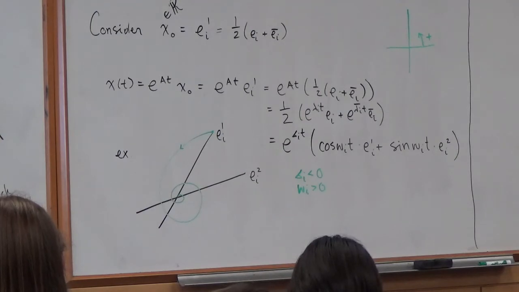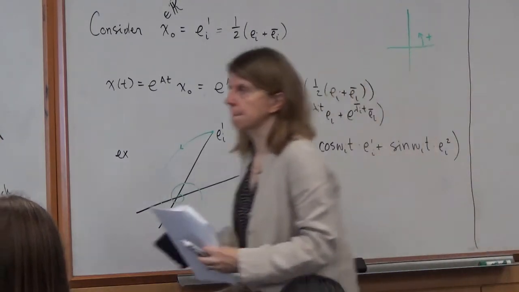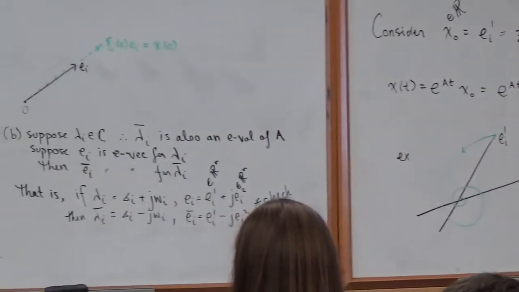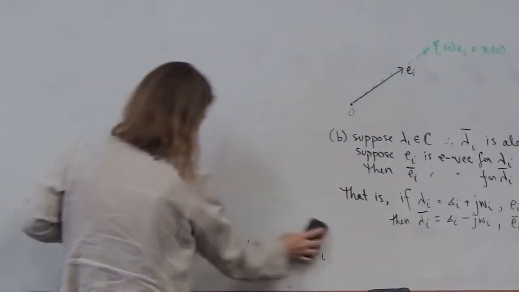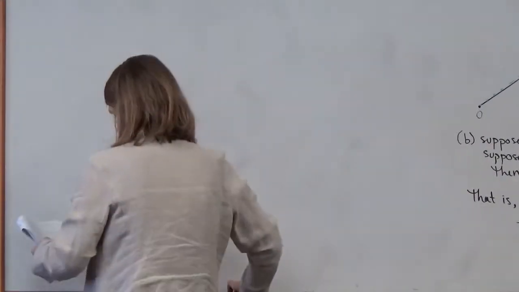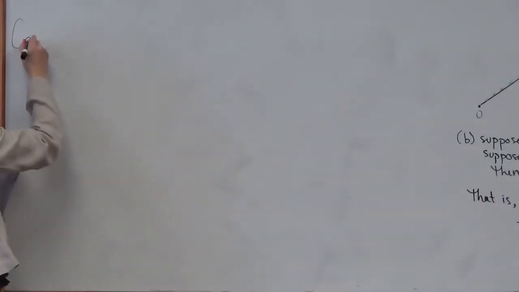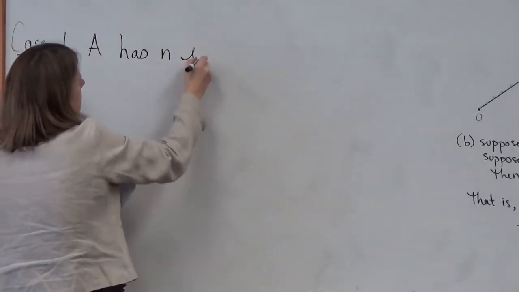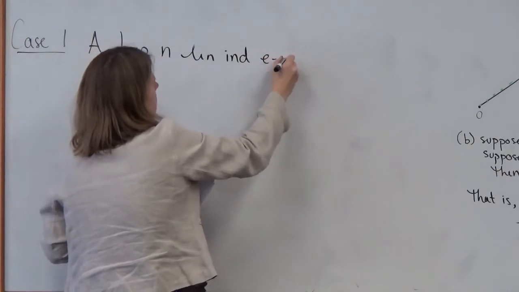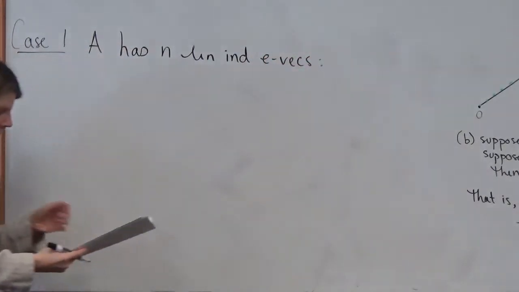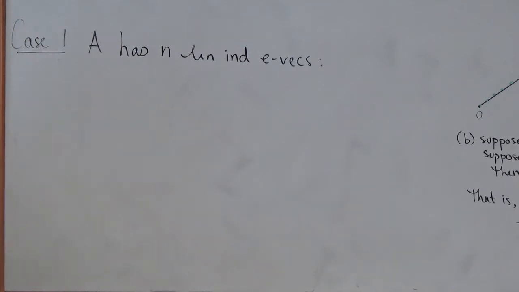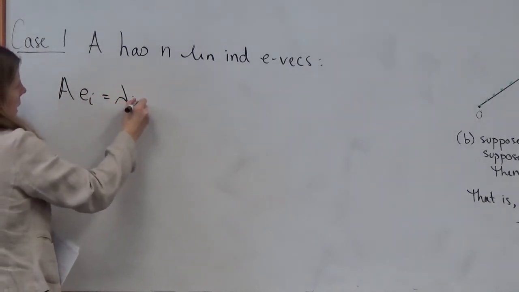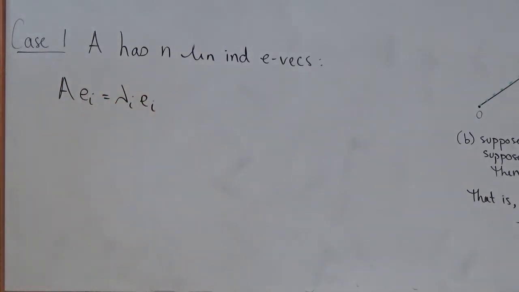Okay, so let's go back to case 1. Case 1: A has n linearly independent eigenvectors. I'll keep reminding us, case 1, A has n linearly independent eigenvectors. Alright, so let's look at the implications of that. We know that A E_i is equal to lambda_i E_i for eigenvalue-eigenvector pair lambda_i, E_i.